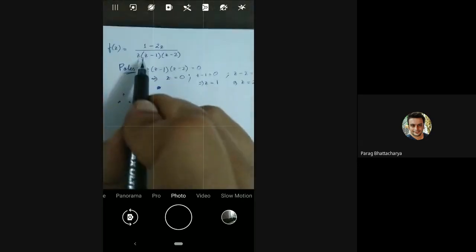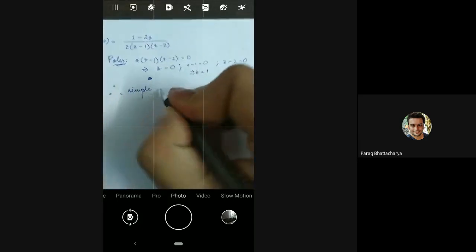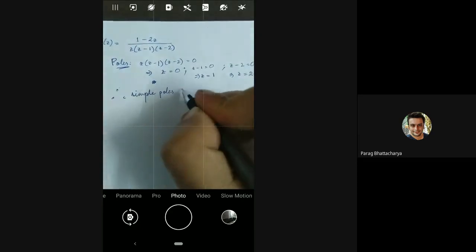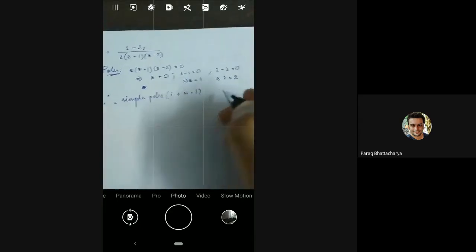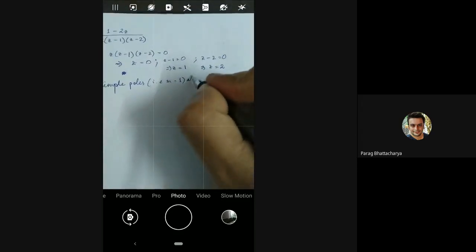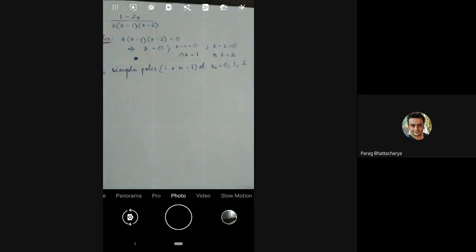So therefore, what are the powers? The power is 1 here, 1, 1 and 1. So we have simple poles here, where m is equal to 1 at z naught equal to 0, 1 and 2. Is that clear?